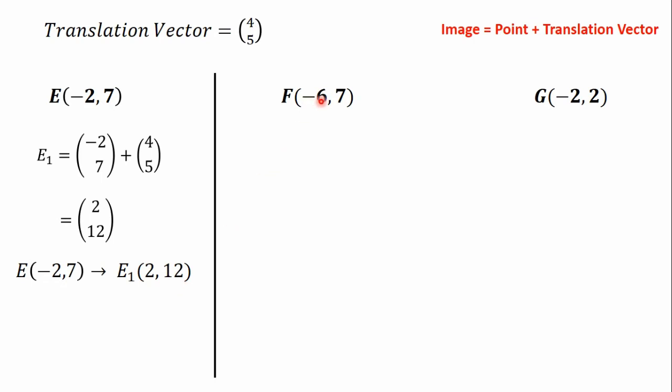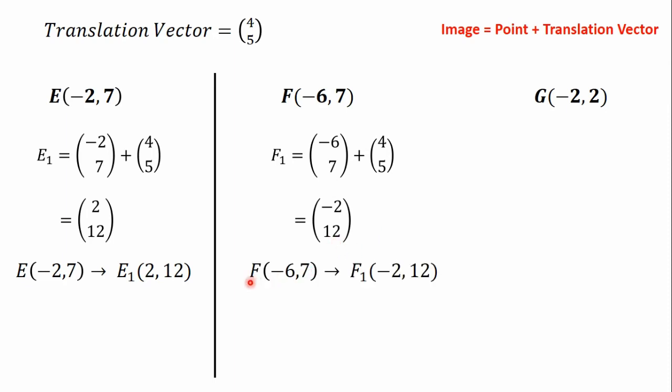Let's move on to F. F has coordinates -6, 7. Remember that image is equal to point plus translation vector. So the image of F, which is F1, will be equal to the point -6, 7 plus the translation vector 4, 5. -6 plus 4 will give us -2. 7 plus 5 will give us 12. So point F with coordinates -6, 7 will give us F1 with coordinates -2, 12.